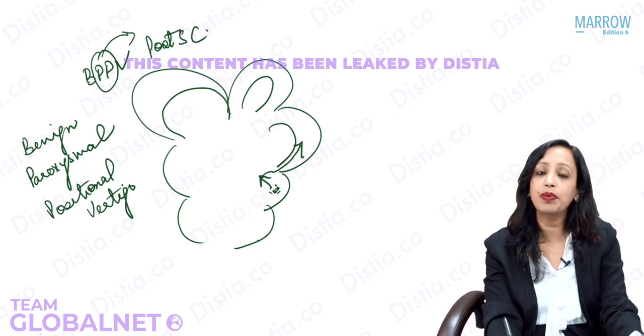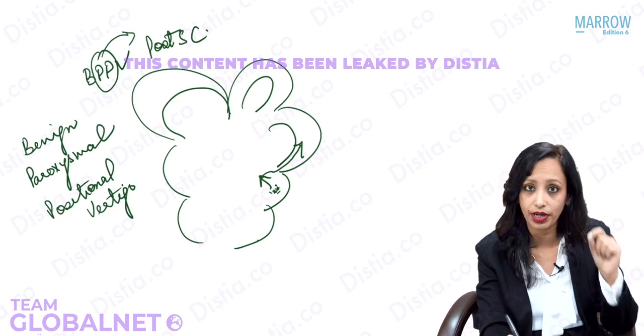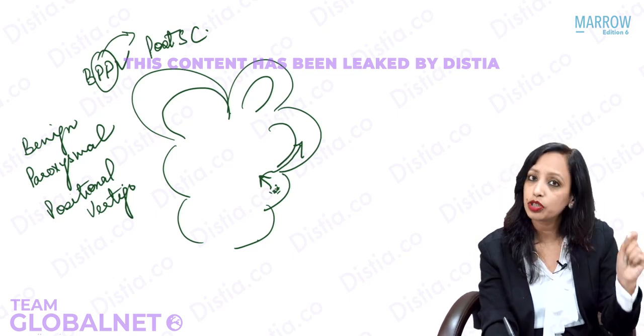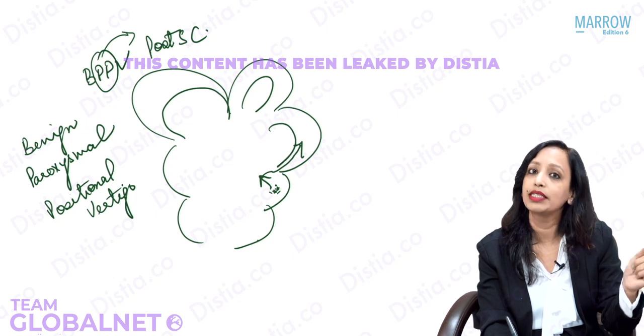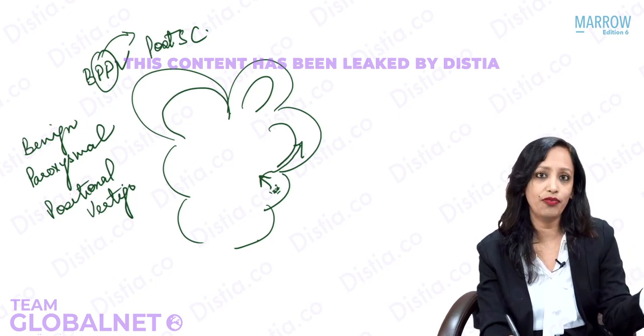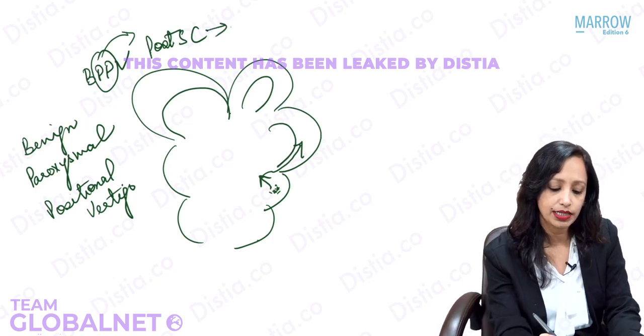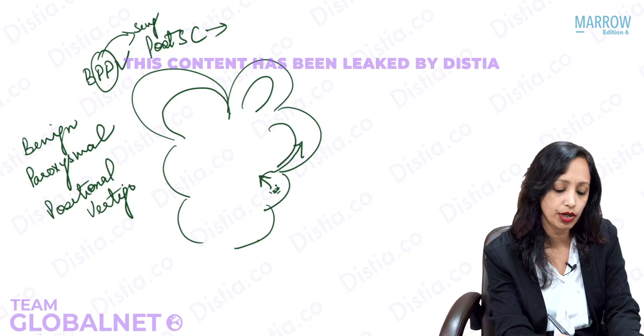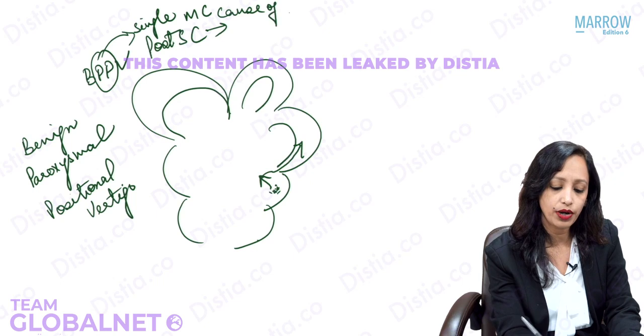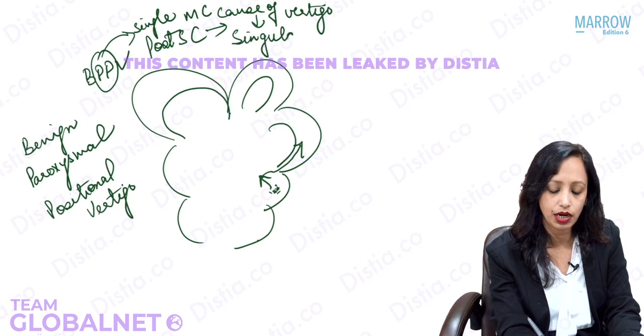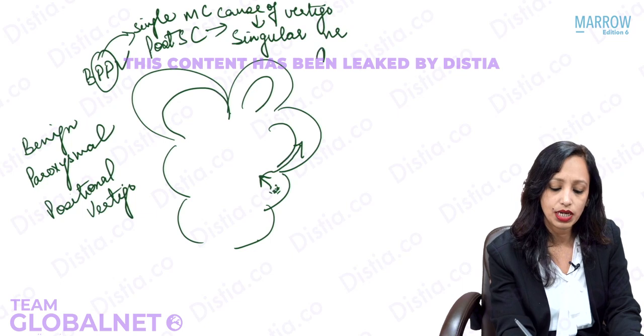And since BPPV is the single most common cause of vertigo, you can remember that the posterior semicircular canal is supplied by the singular nerve. This is just a way of remembering. BPPV is the single most common cause of vertigo, and the posterior semicircular canal is supplied by the singular nerve, which is a branch of the inferior vestibular nerve.